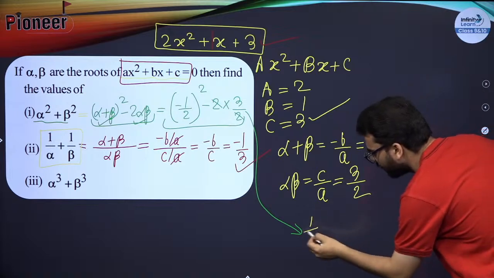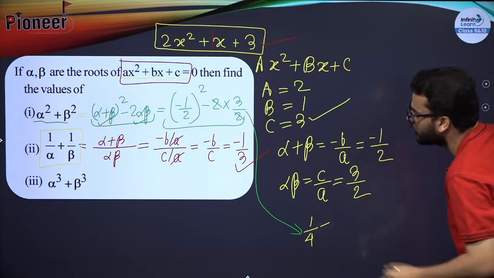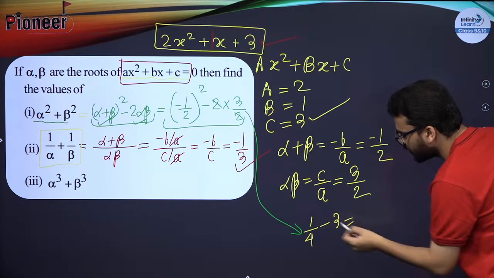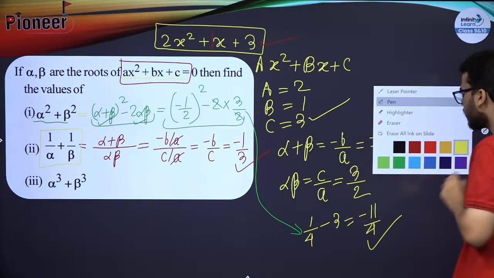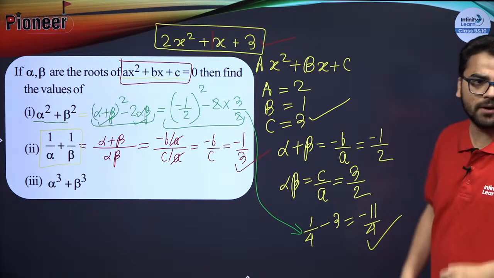So it is 1 by 4 minus 3. So this will be what? 4 3s are 12, minus 11 by 4. This is the answer. Is it clear to every student in this session, guys? Just confirm that in the chat.